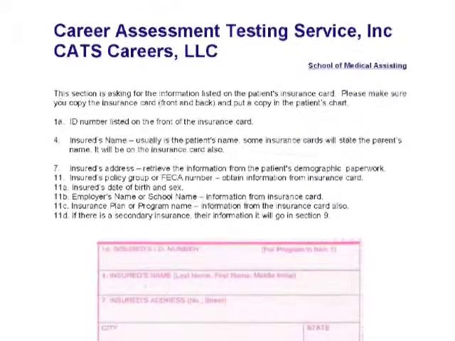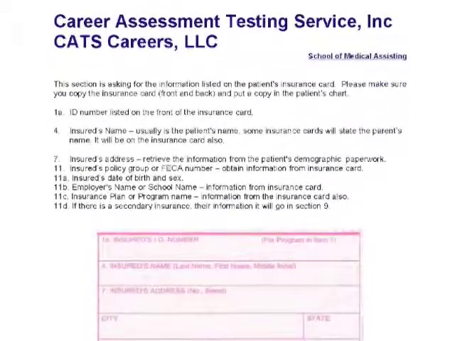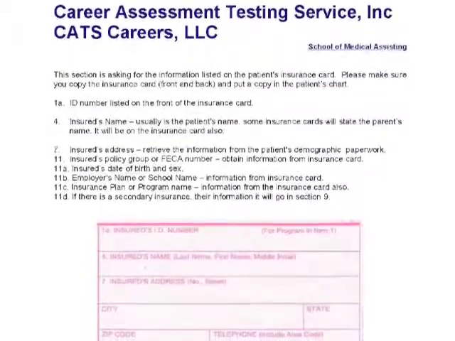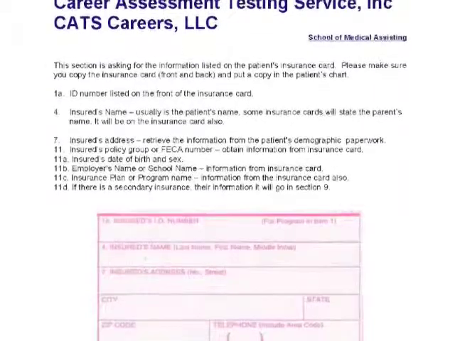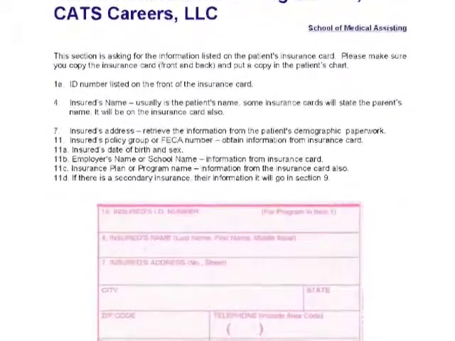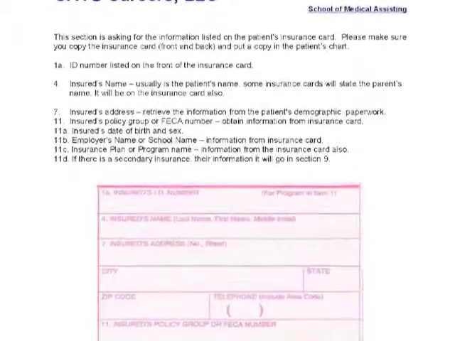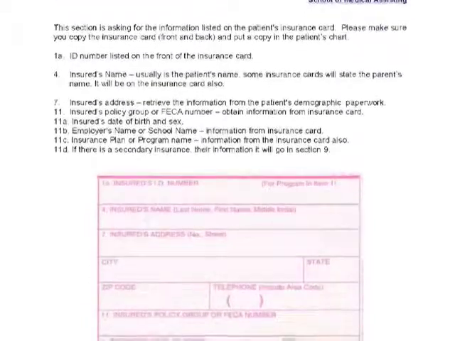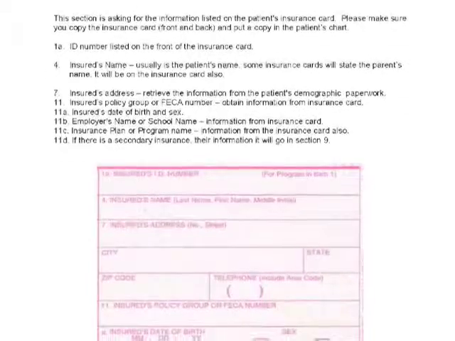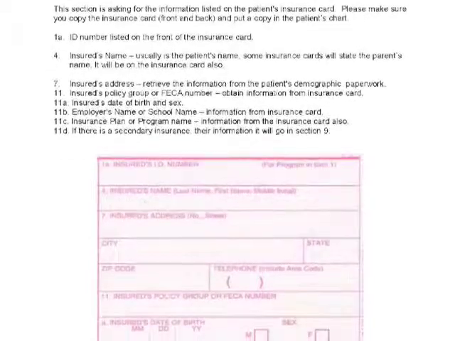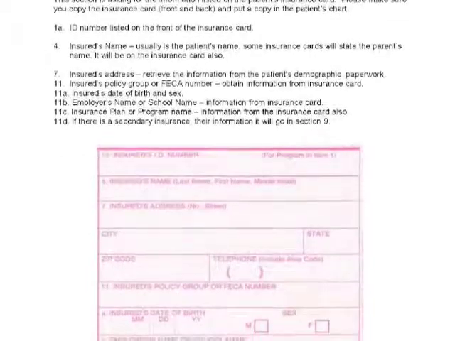This section is on the far left side of your form. We're going to go through 1A, 4, 7, 11, A through D. 1A, ID number. That's on the insurance card. Number 4, insured's name. Usually the patient's name. Some insurance cards will state the parent's name if it's a child. That information is also on the insurance card.